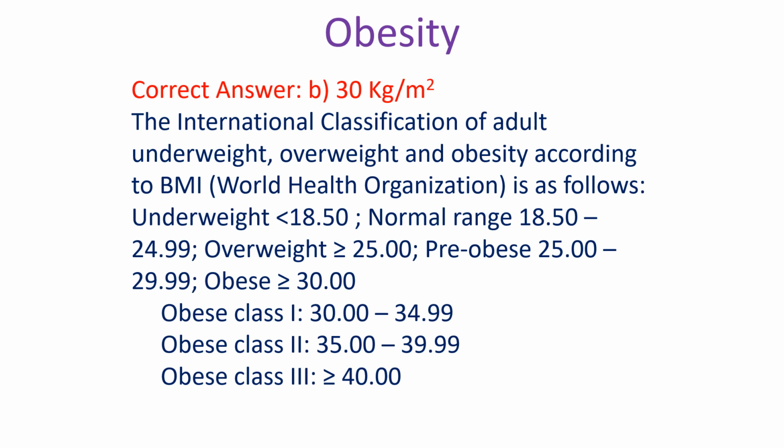The International Classification of Adult Underweight, Overweight and Obesity according to BMI is as follows. Underweight less than 18.5. Normal range 18.5 to 24.99. Overweight more than or equal to 25. Pre-obese 25 to 29.99. Obese more than or equal to 30. Obese class 1 30 to 34.99. Obese class 2 35 to 39.99. Obese class 3 more than or equal to 40.